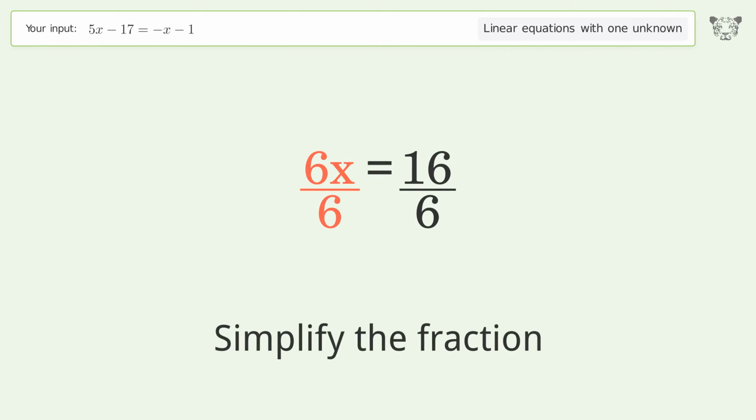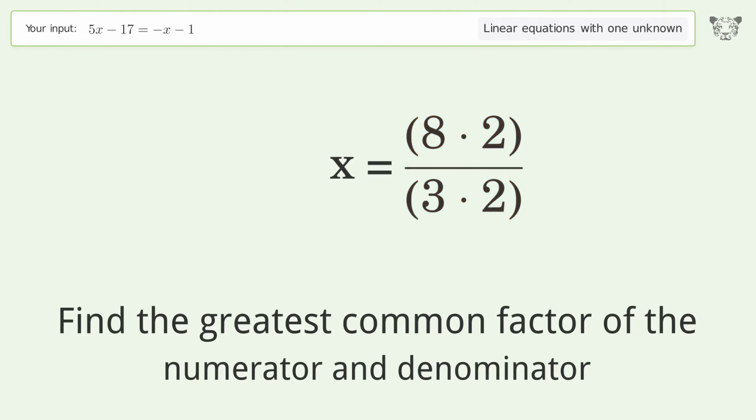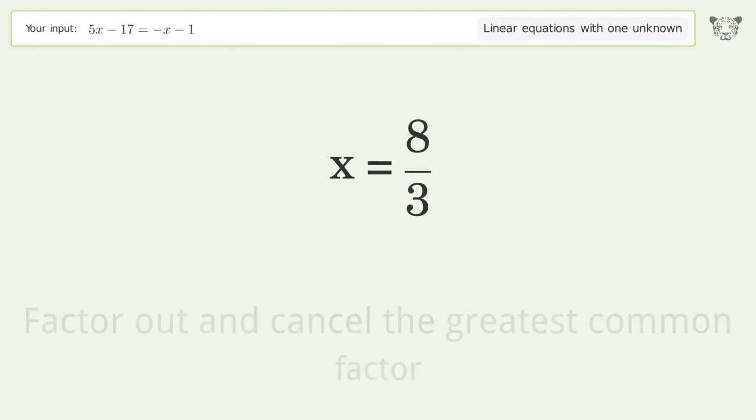Simplify the fraction. Find the greatest common factor of the numerator and denominator. Factor out and cancel the greatest common factor. And so the final result is x equals 8/3.